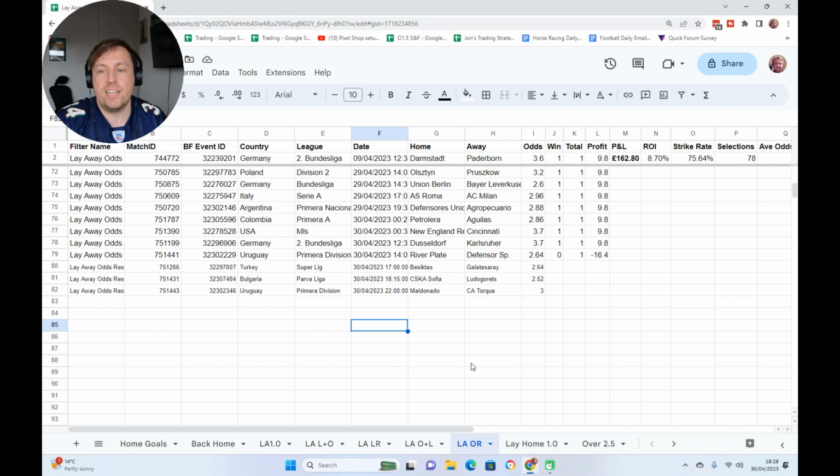And then finally, the last sheet is just odds restriction. Not worrying about leagues, £162, 8.7% ROI.